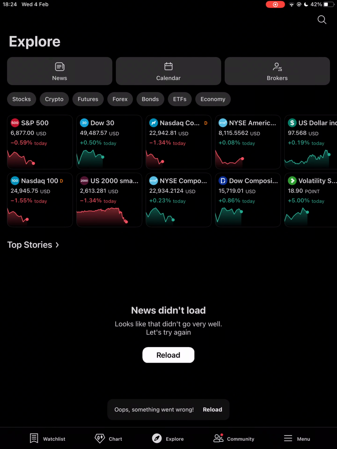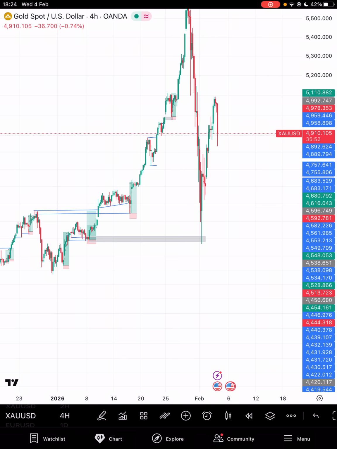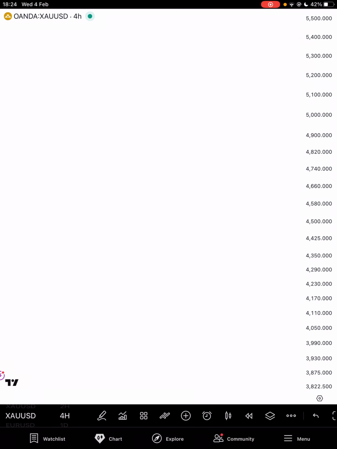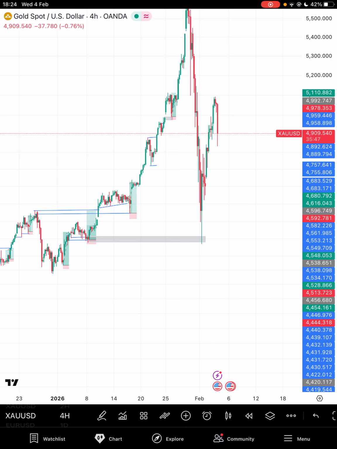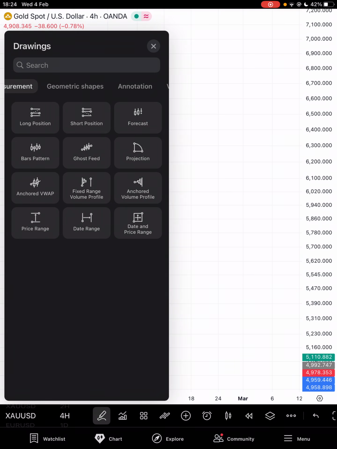Okay, let's do something a little bit quick on entries, right? So now you basically know that we have two entry models. That is, we have the order block model and the breaker block model, right?